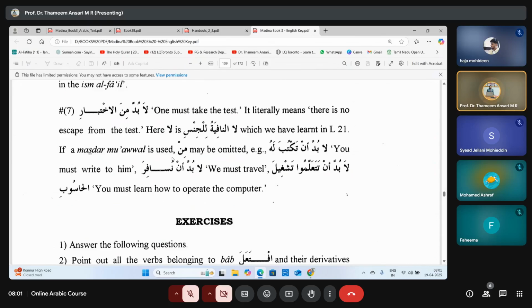If a masdar mawal is used, min may be omitted. Example: La budda an taktuba lahu, you must write to him. La budda an nusafira, we must travel. La budda an tata'allamu tashqil al-hasubi, you must learn how to operate a computer. We also learned this concept in lesson 21 of the same book. Now again, the Prof himself has given the introduction about the La budda, the usage of La nafiya with budda.